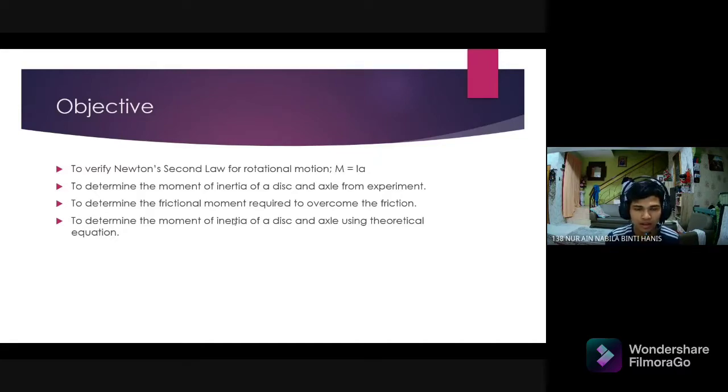Okay, for the first objective, the experiment with the flywheel apparatus is to verify Newton's second law for rotational motion, which is M equals I alpha, to determine the moment of inertia of a disc and axle from the experiment, to determine the frictional moment required to overcome the friction, and lastly to determine the moment of inertia of a disc and axle using a theoretical equation.